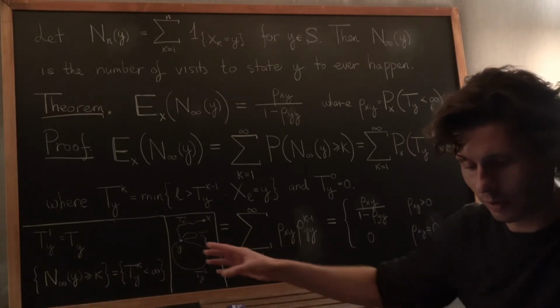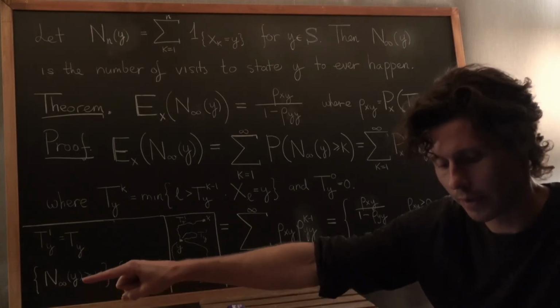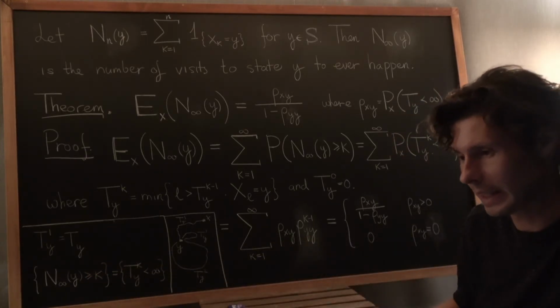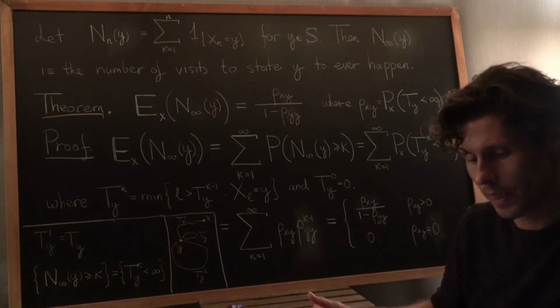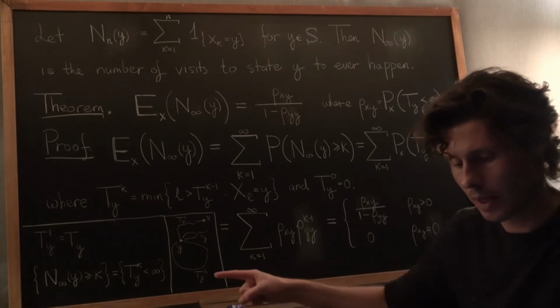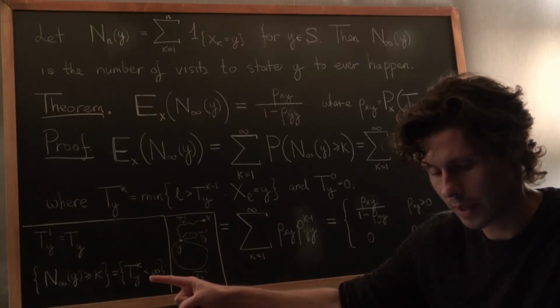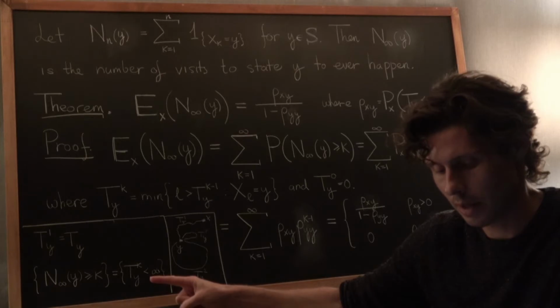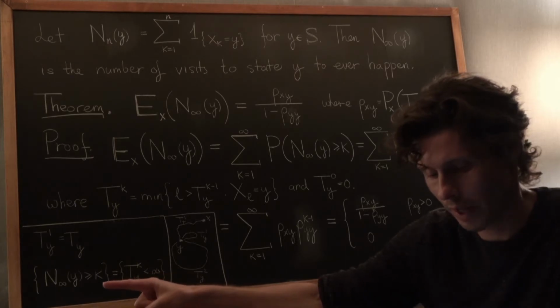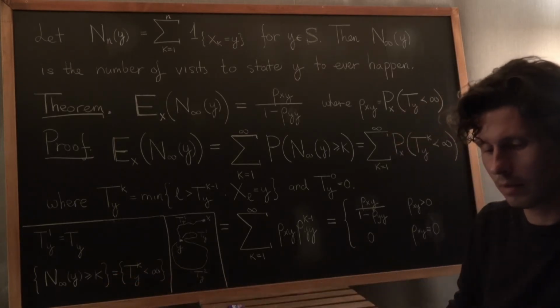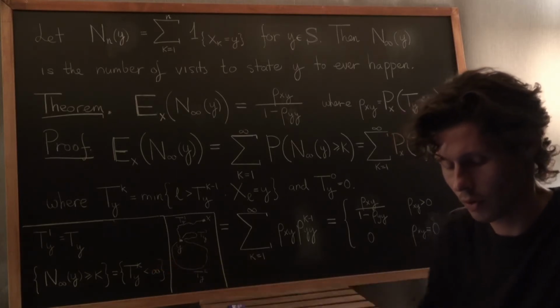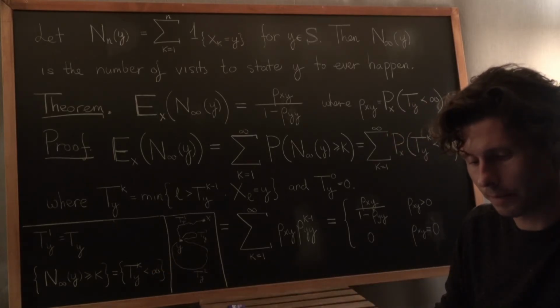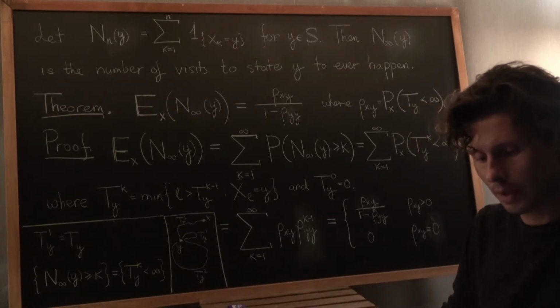Okay, so now you can go the other way, and start off by saying if in all possible time we've visited y at least k times, what does this say? What does this tell us about the time that it took to visit y k times? Well, it had to be finite. Because if it wasn't finite, this would have to be less than k. If it took us an infinite amount of time to visit y k times, then in all of time we wouldn't have been able to accumulate k visits. So hopefully I've convinced you.